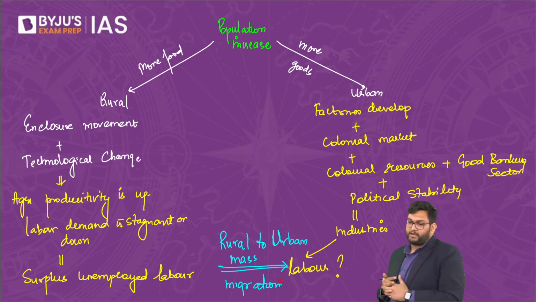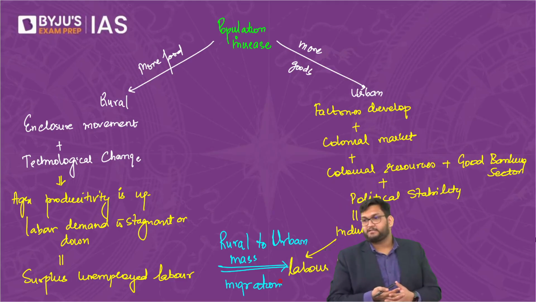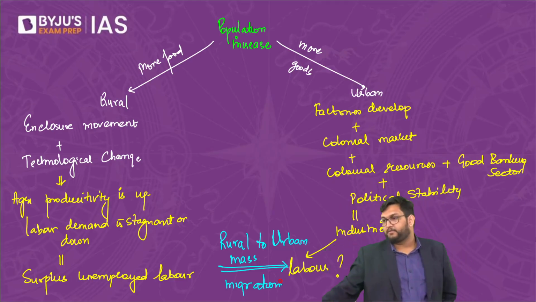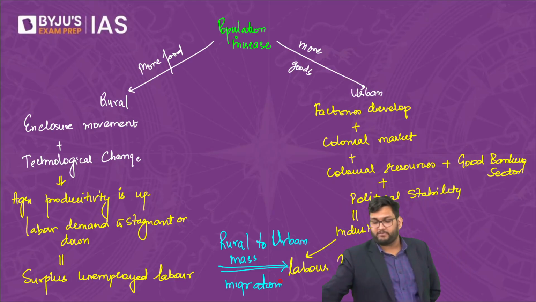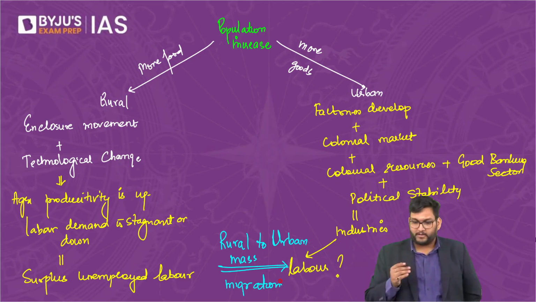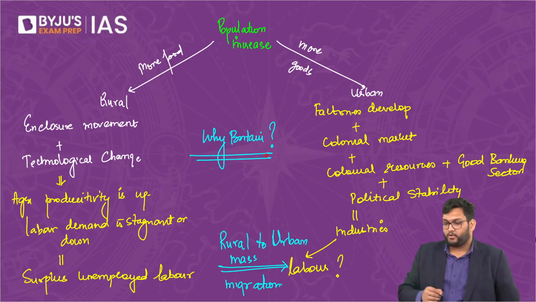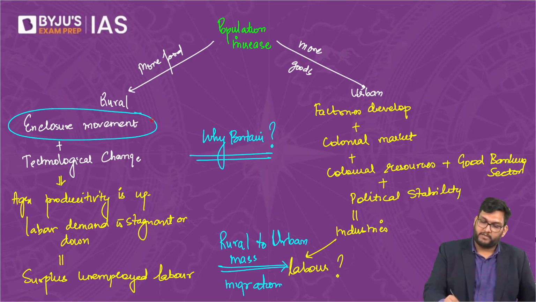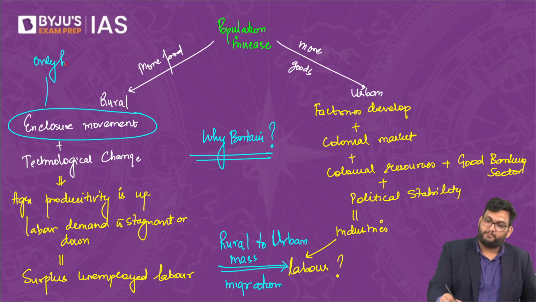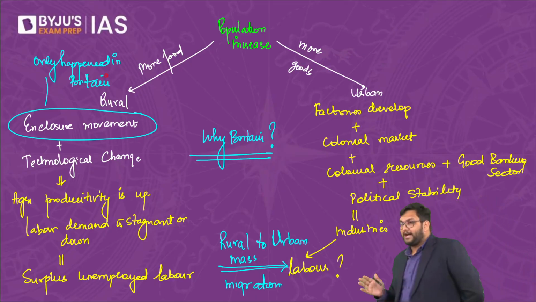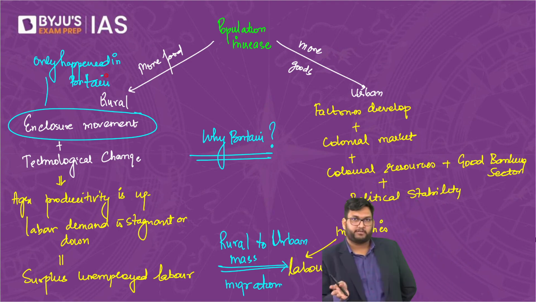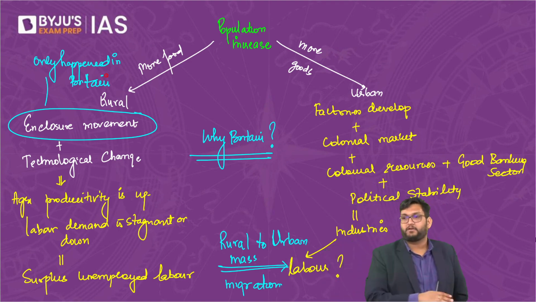Can we use this as a mind map? This is a mind map only, but don't make it in the examination and let the examiner figure out what to make out of it. This was your revision. Now, do you understand why Britain? Because the enclosure movement only happened in Britain. So without the left hand, the right cannot exist. Without the right, the left cannot exist.